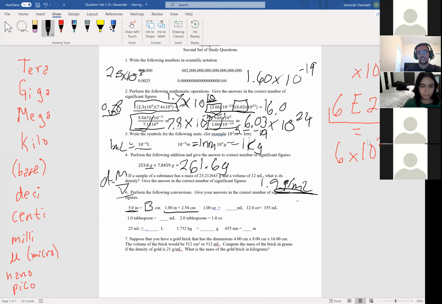Moving on to the next one, we have 1.00 ounces converted to milliliters. So this is the conversion we have. So with this 1 ounce, how many milliliters do we have?